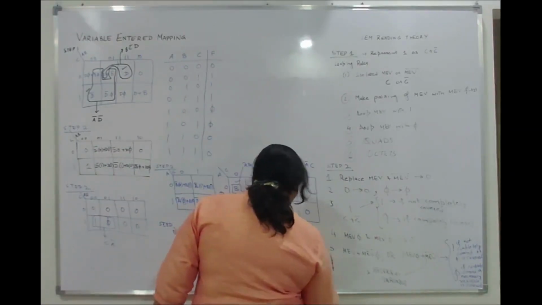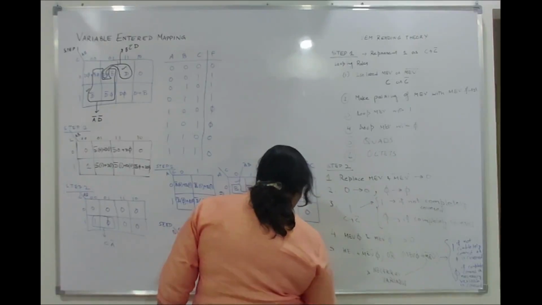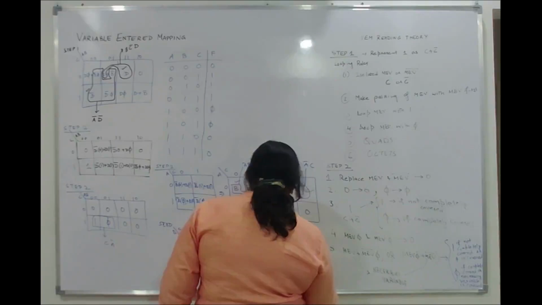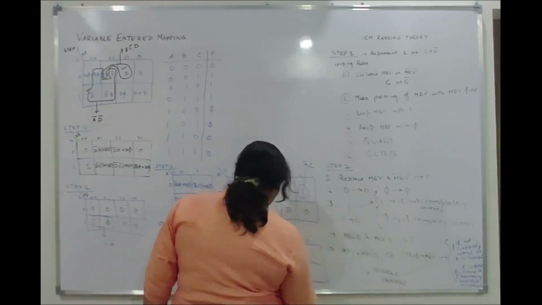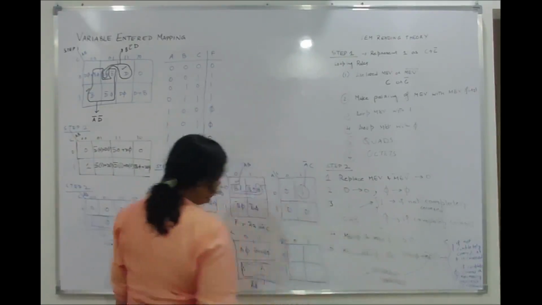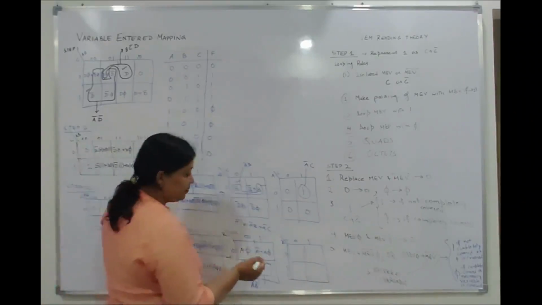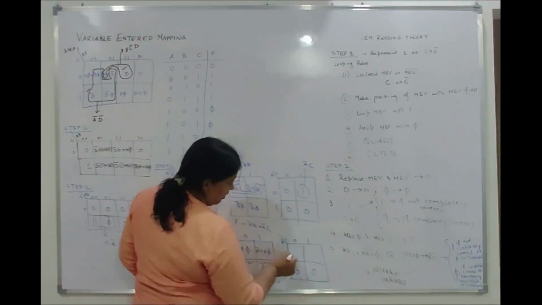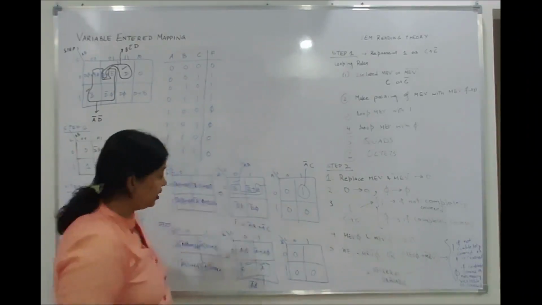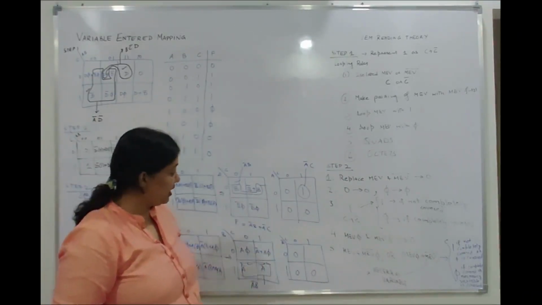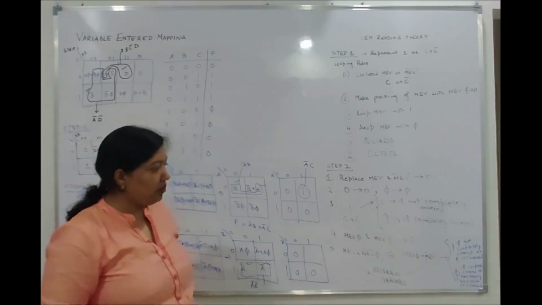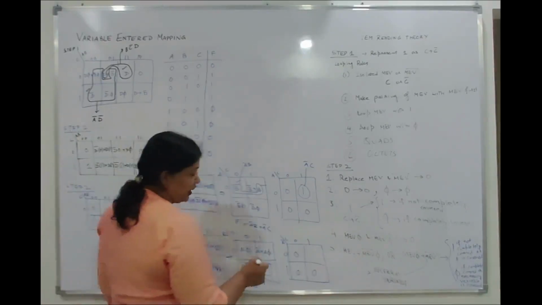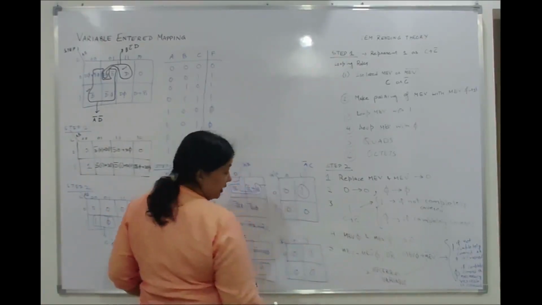Step 2. Replace map entered variables by 0. A5 by 0. This is A bar plus A5. It is not completely covered. Neither the necessary variable is covered. That means that this will be taken as 1.